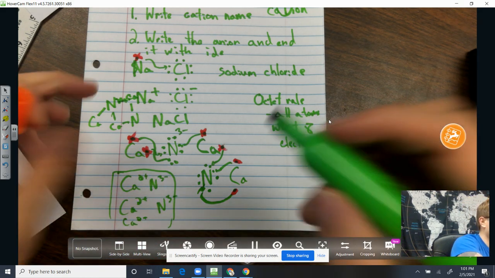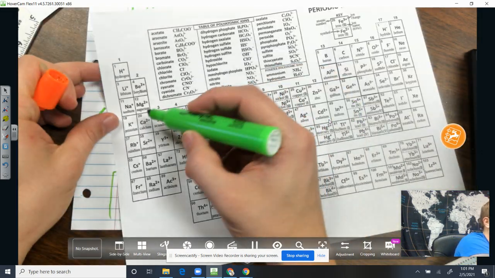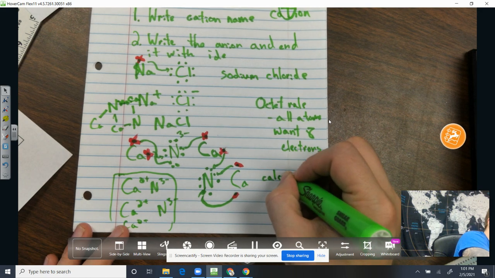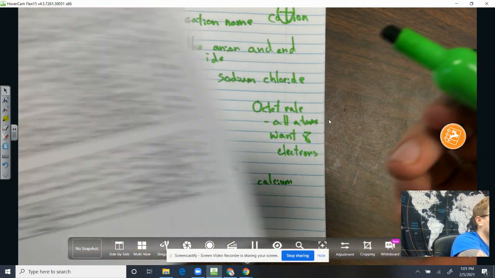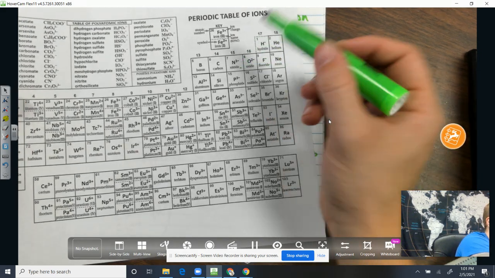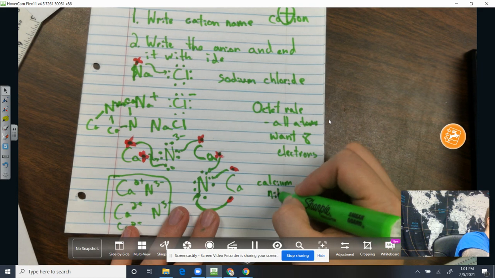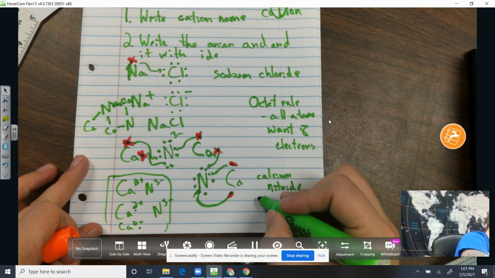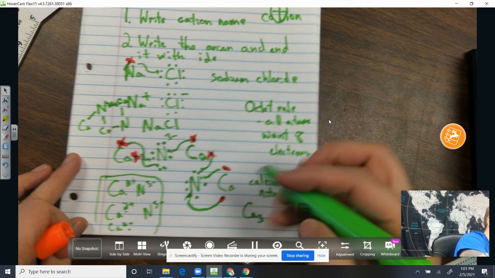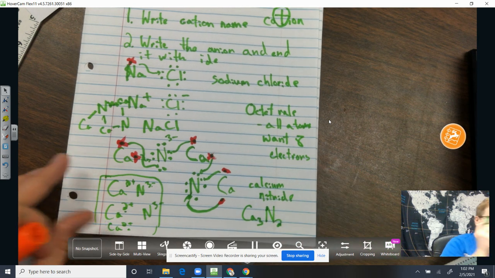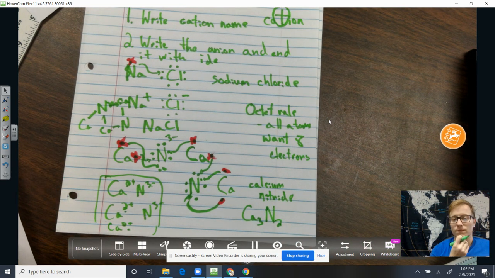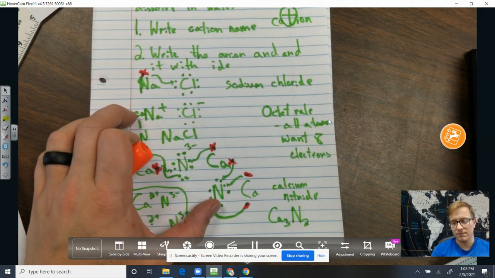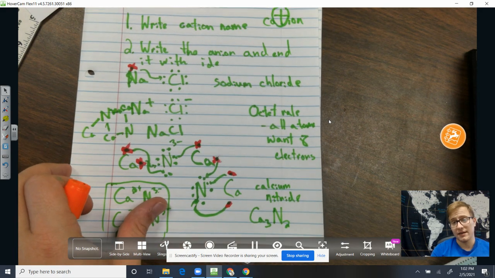So to name this, we have Ca. So we go over here. Ca is calcium. We go to N. N is nitride. And our formula will be 1, 2, 3 calciums, and 1, 2 nitrogens. Okay, so that's how you understand the molecular. This is why this is this. Okay, now we're going to give you the shortcut.